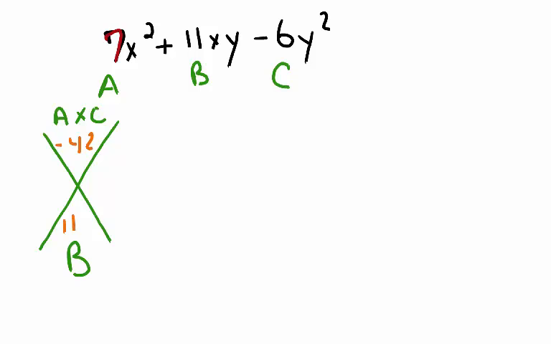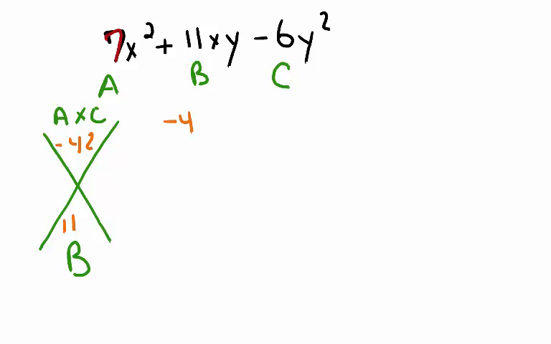I'm looking for factors of negative 42. In other words, two numbers that multiply together to give me a product of negative 42 that add up to give me 11. So I want two numbers that multiply to give negative 42 and add to equal 11. Let's start by looking at some of the factors of negative 42.